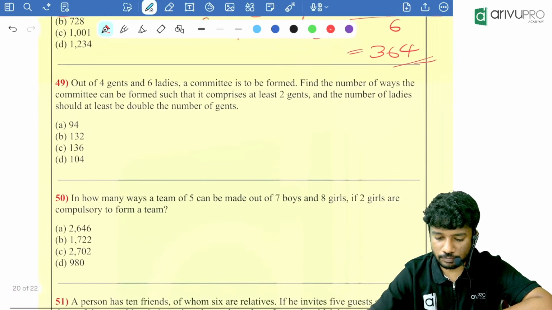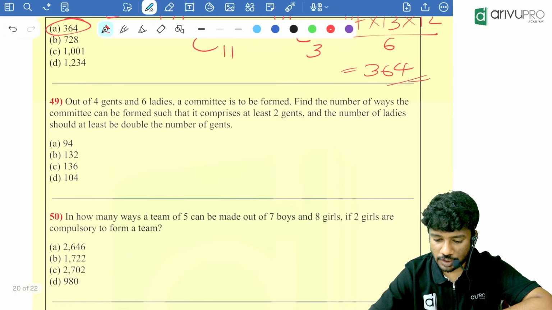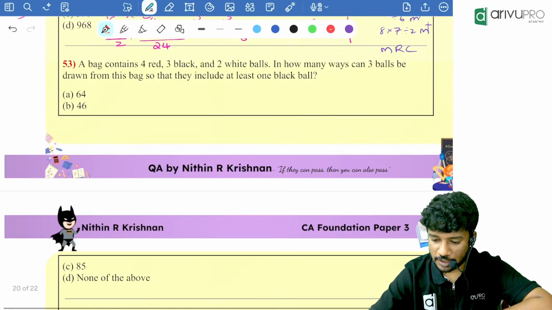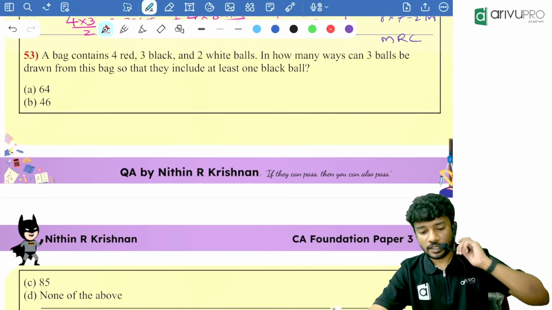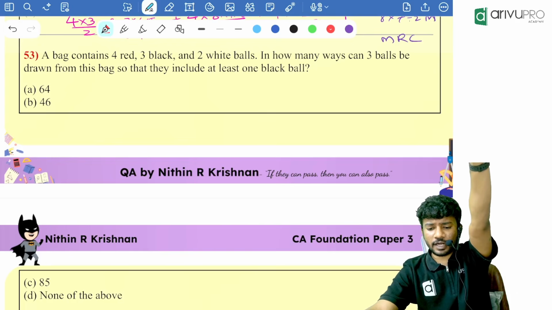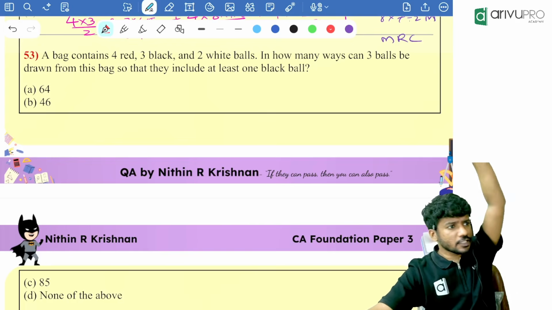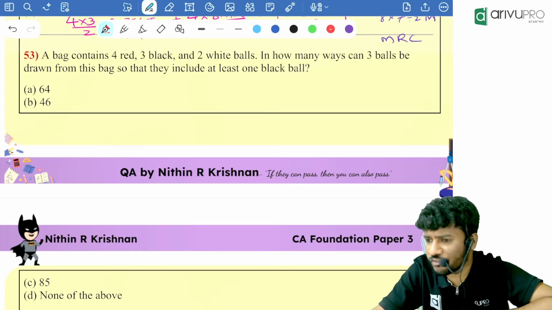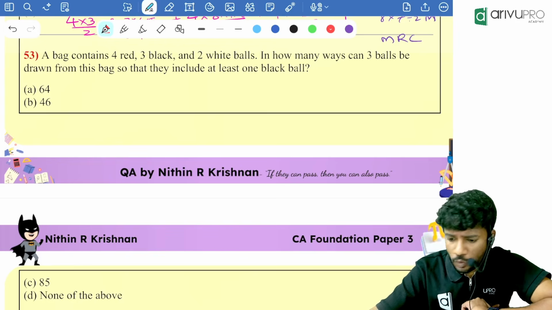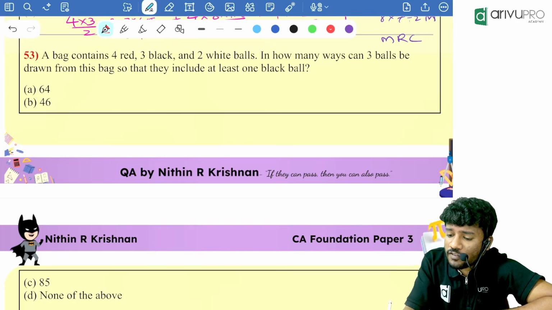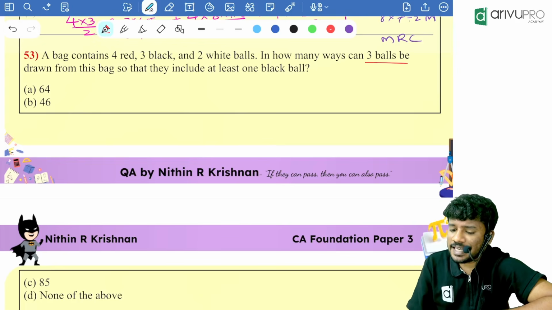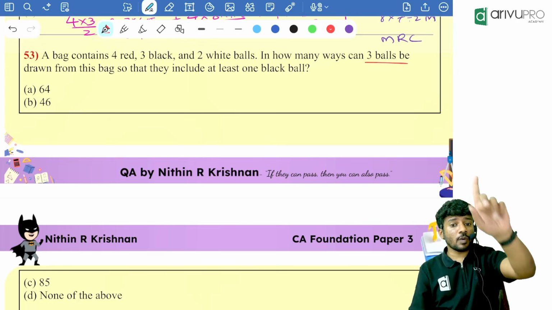Look here, in the question: a bag contains 4 red, 3 black and 2 white balls. How many are there? 4 red is there, 3 black is there, 2 white is there. In how many ways can 3 balls be drawn from the bag such that they include at least one black ball?